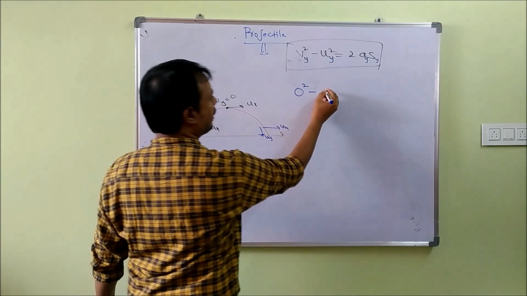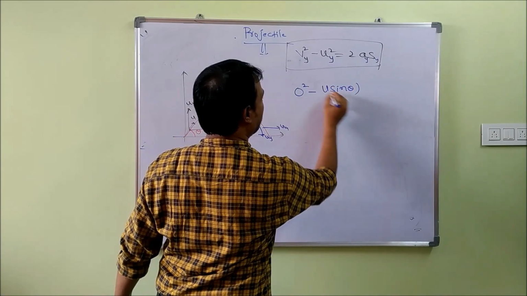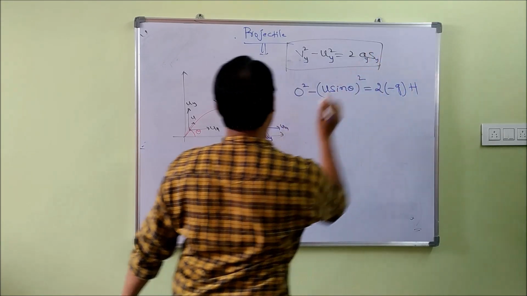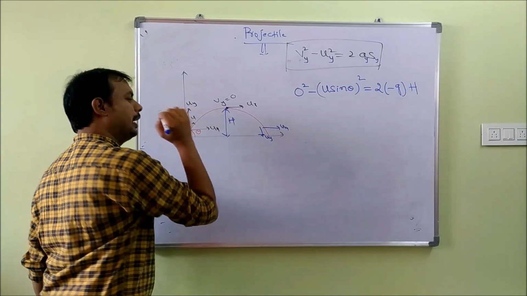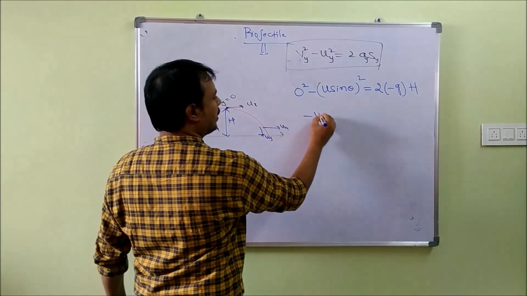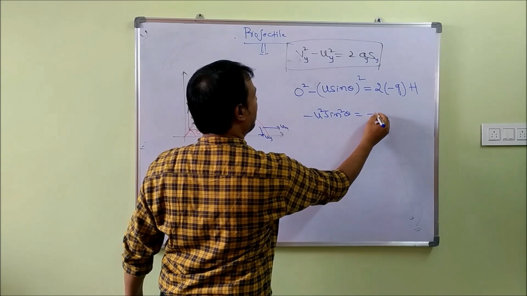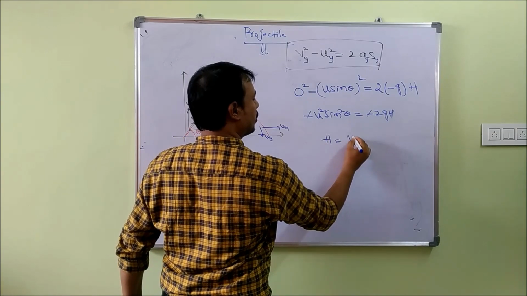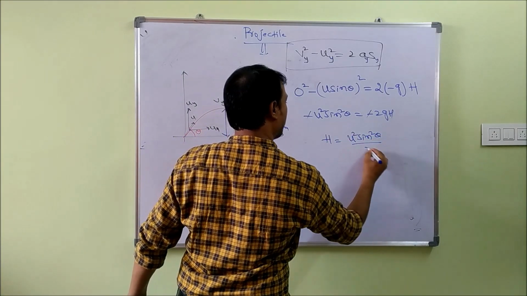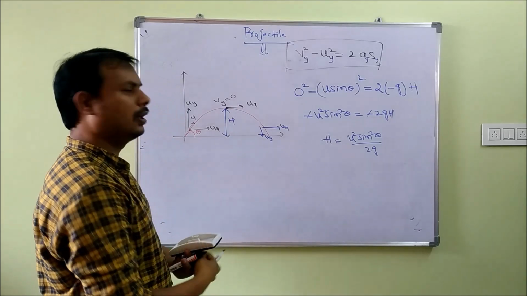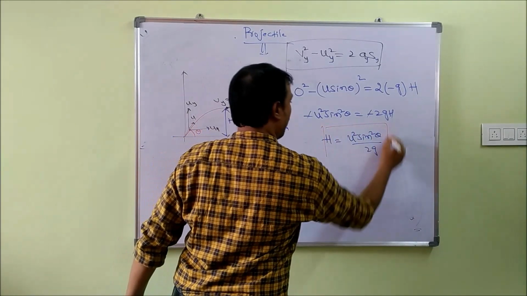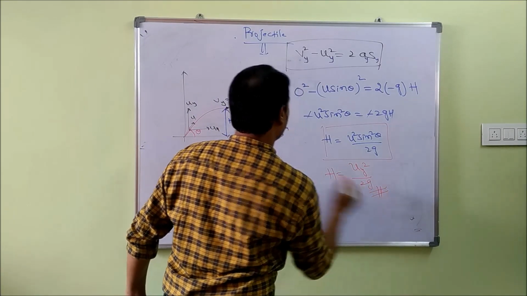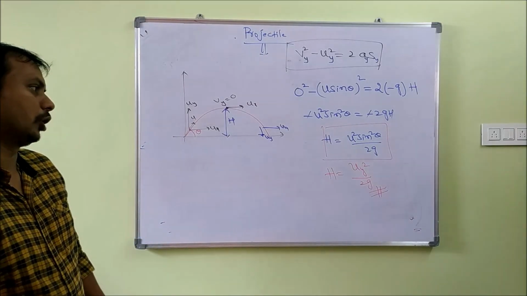Uy is the initial velocity, uy is nothing but, as we already know, u sin theta, squared. Ay is minus g, and sy is nothing but the height, taken as h. That is minus u square sin square theta equal to minus 2gh. The minus is cancelled out, then h is equal to u square sin square theta by 2g. So this is the expression for maximum height, also written as h equals uy square by 2g. So this is the maximum height equation.